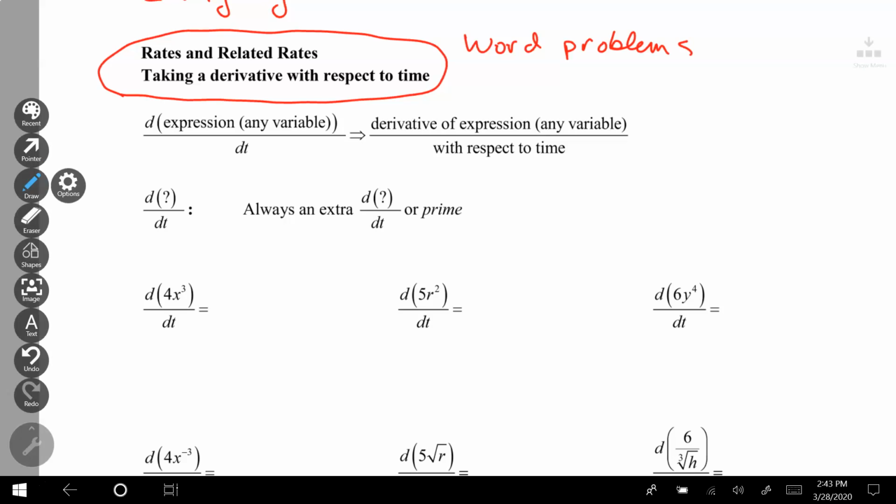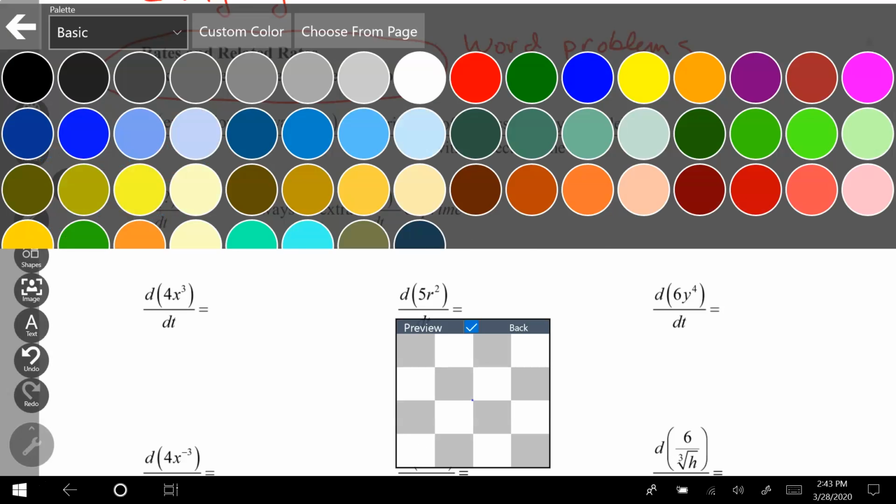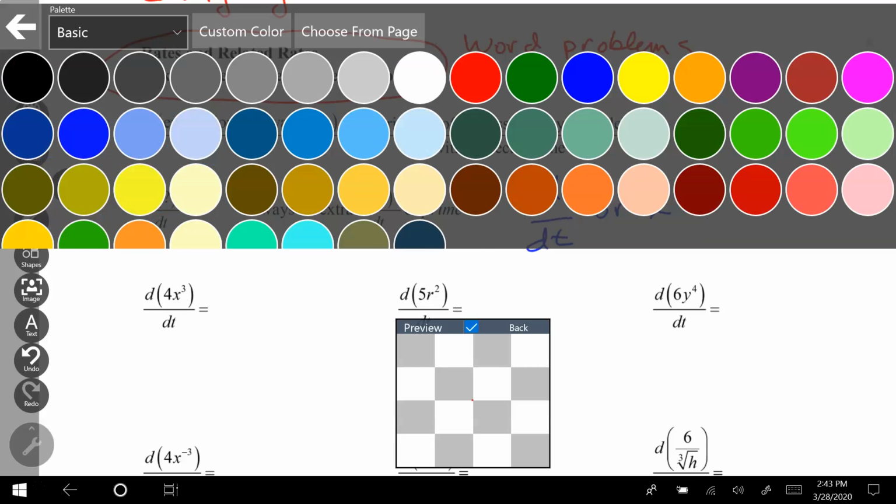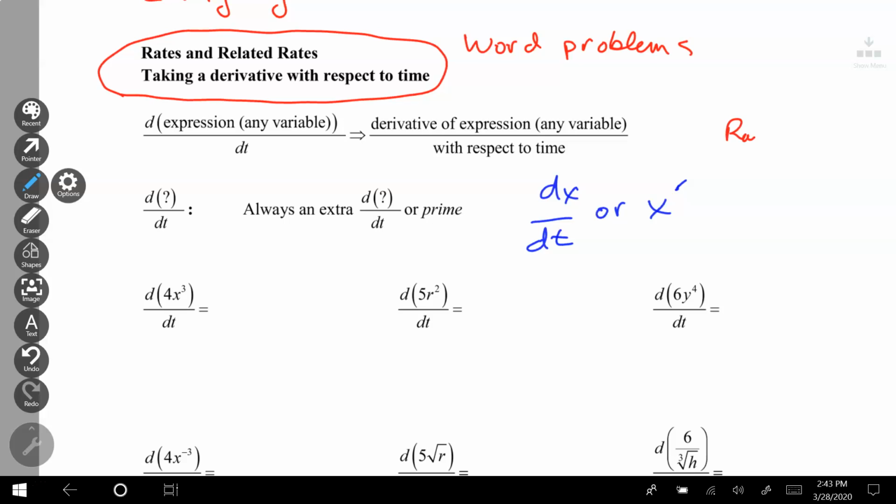So as an example, I could put in dx over dt, or I can call it x prime, which stands for the rate of change of x with respect to time. That's what the dt on the bottom means, with respect to time.